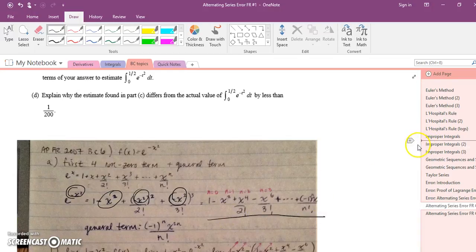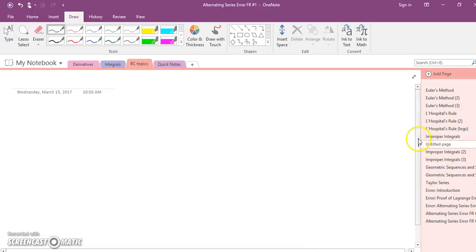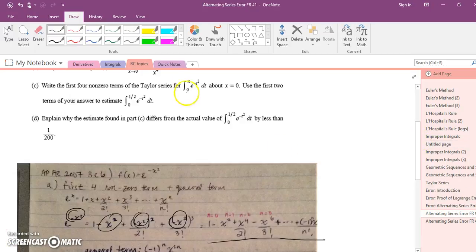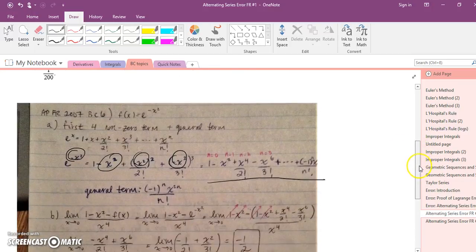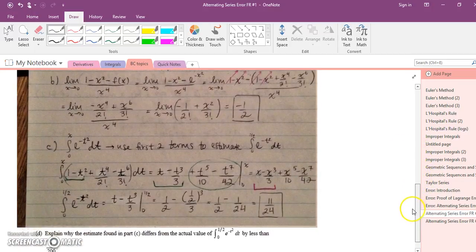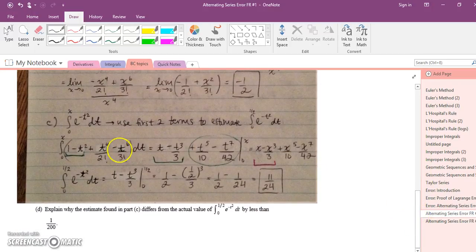Then what we did is we used our polynomial to find the integral of it. And then we used that to find this definite integral approximation from 0 to 1/2 of e to the negative t squared. So let's go back here. We don't really need part B, but part C is what I'm really interested in.